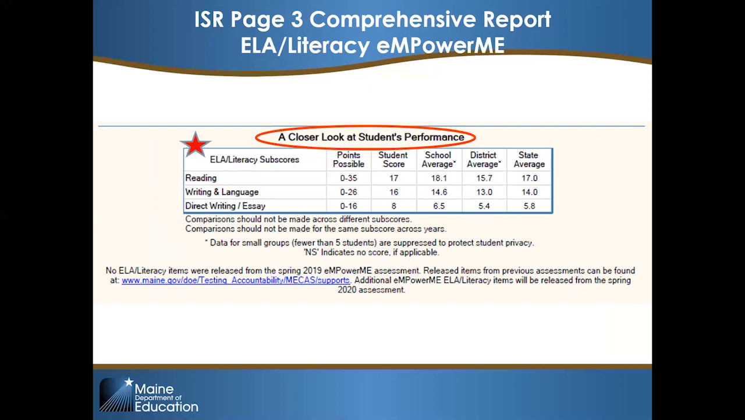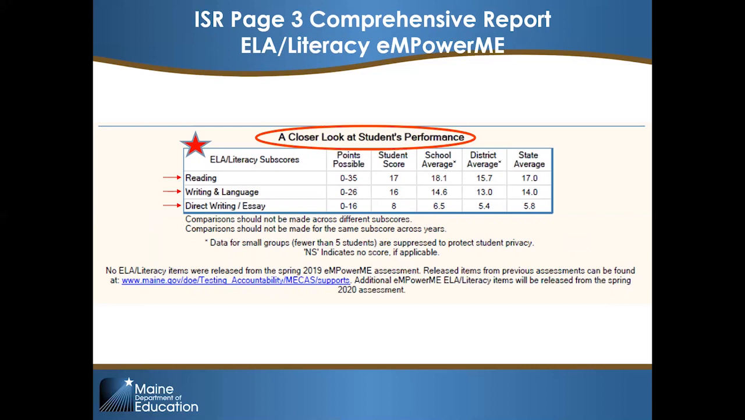The 3 reported sub-score categories for 5th grade ELA literacy are reading, writing and language, and direct writing or essay. These 3 sub-scores for ELA literacy are consistent for all grade levels 3 through 8. For more information on sub-scores, please speak to your child's school and teacher.